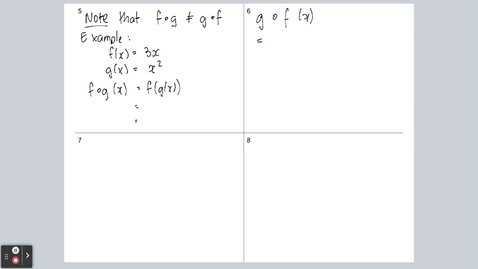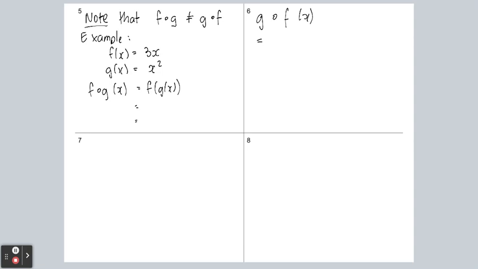So, if you have 2 functions, f and g, f composed with g is not, it can be, but generally it's not the same as g composed with f. If they are the same, that's just the way it's structured. I shouldn't say it's a coincidence. You can very deliberately make it so that it is true, but it's only under certain circumstances that f composed with g is the same as g composed with f.